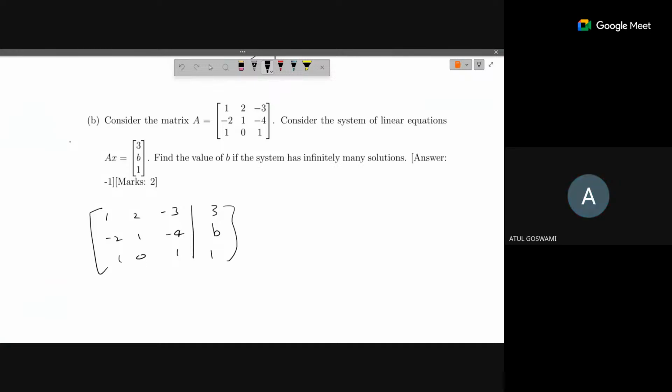So you can see this is b, right? Because it has infinitely many solutions, two of the rows would be the same after some manipulation. Suppose I take these first two, the second row plus the first one. If I add these two, then I'll get -1, 3, and -7.